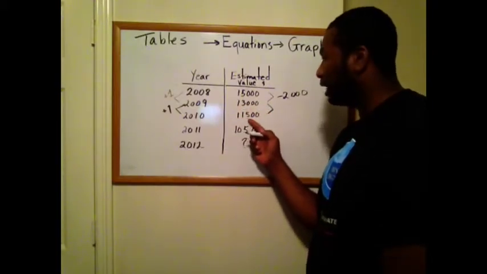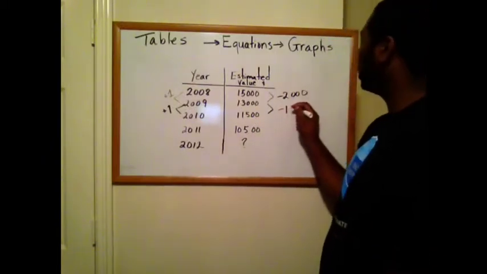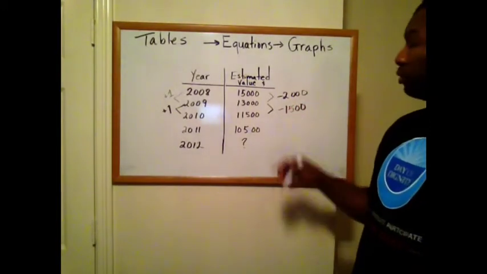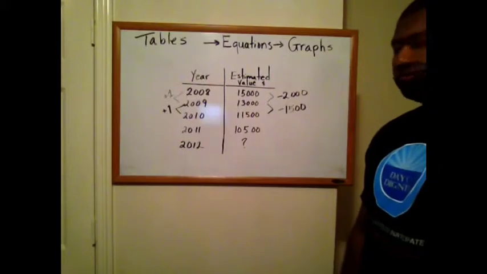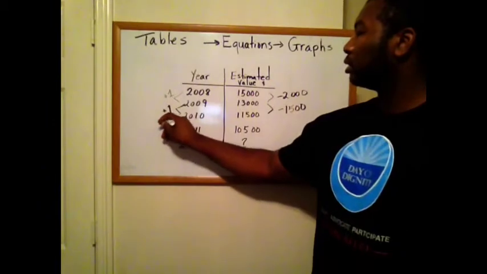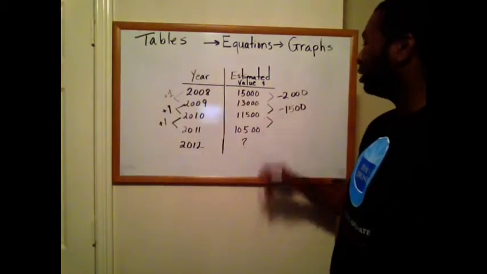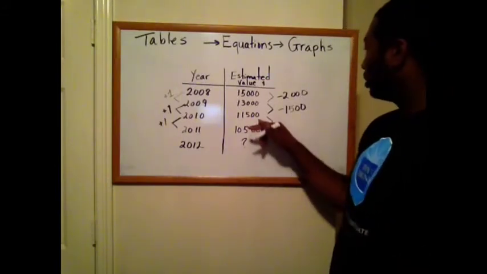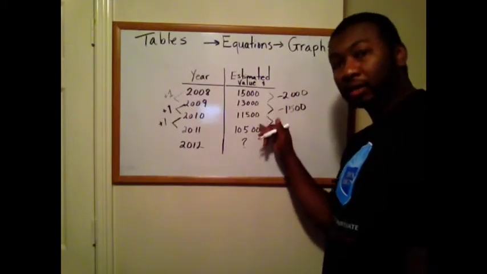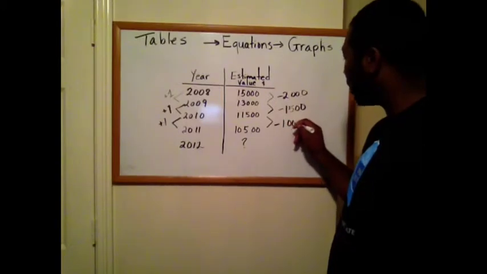13,000 minus 11,500. I should get 1,500. It dropped that amount, so negative 1,500. Another year goes by. Years keep going up by 1. The value keeps going down. From 11,500 to 10,500, just subtract, and you see it drops by $1,000.